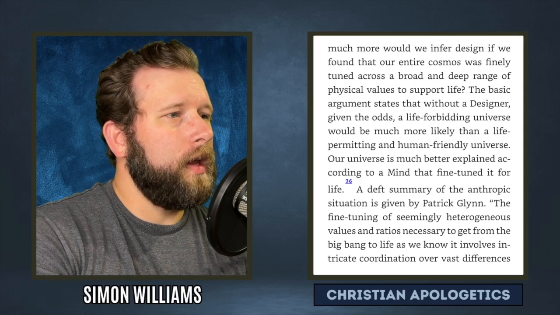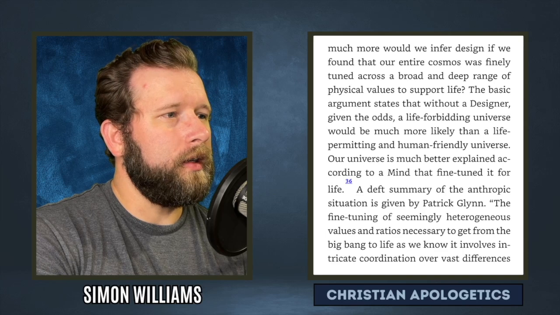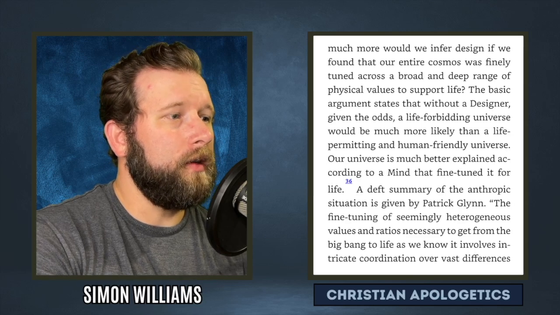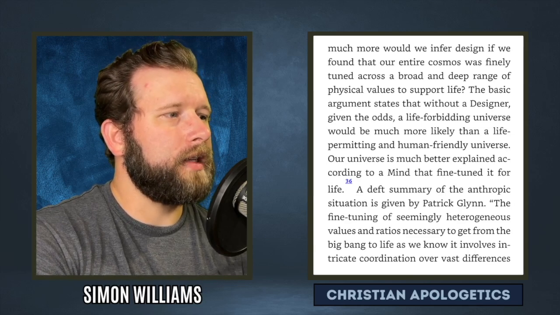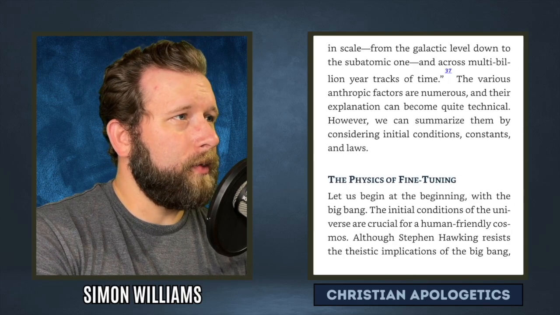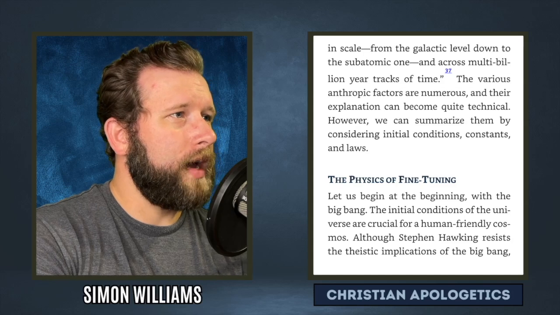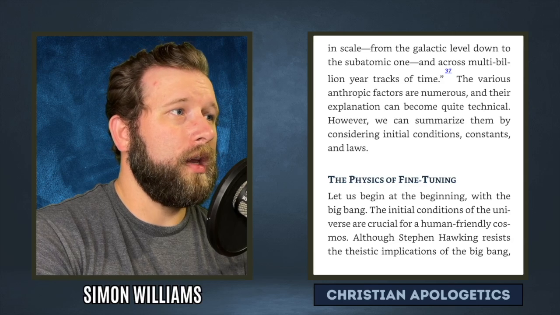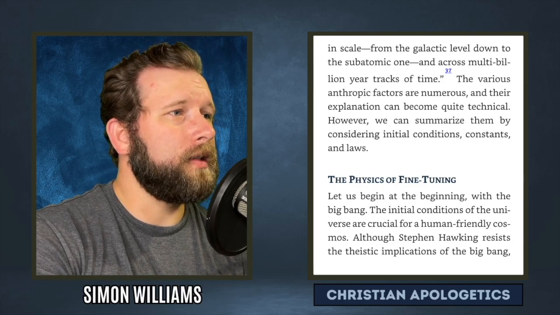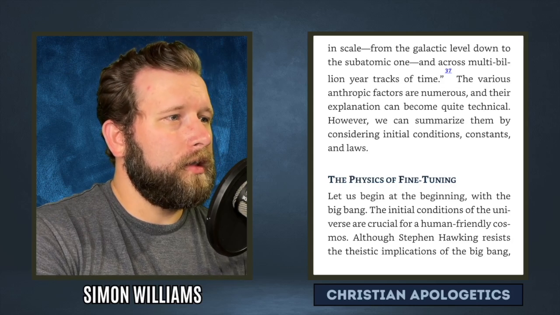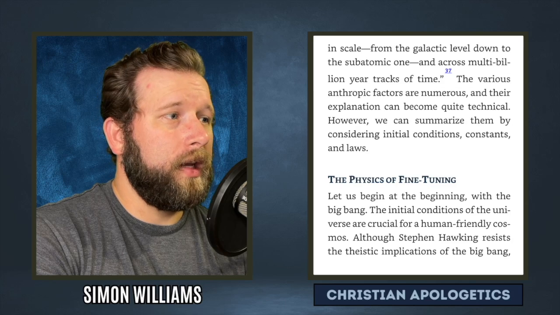A deft summary of the anthropic situation is given by Patrick Glynn. "The fine-tuning of seemingly heterogeneous values and ratios necessary to get from the Big Bang to life as we know it involves intricate coordination over vast differences in scale, from the galactic level down to the subatomic one and across multi-billion-year tracts of time. The various anthropic factors are numerous, and their explanation can become quite technical. However, we can summarize them by considering initial conditions, constants, and laws." The physics of fine-tuning. Let us begin at the beginning with the Big Bang.